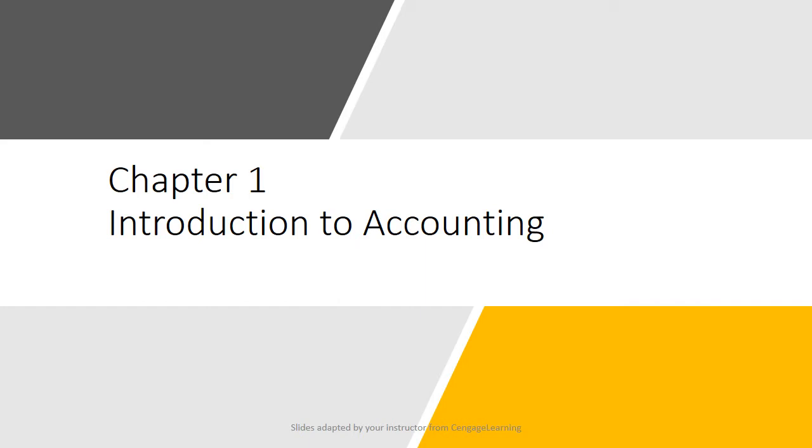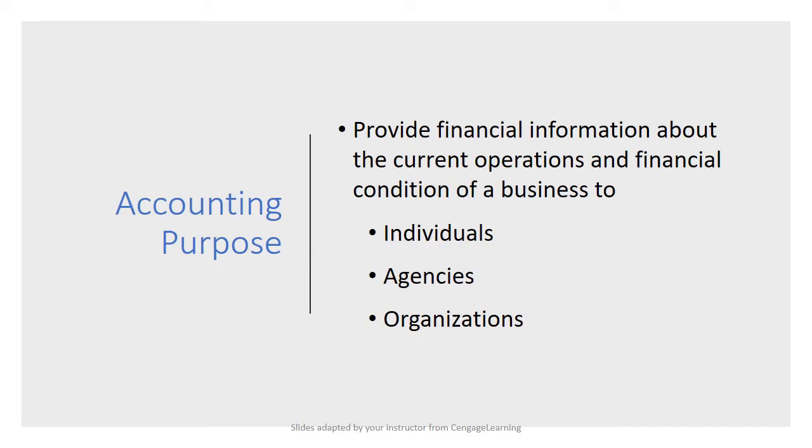Chapter 1 covers several important objectives, including knowing the purpose of accounting, who is affected by accounting, types of businesses and ownership, as well as why we do what we do, who comes up with these rules. So the purpose of accounting is to provide financial information about the current operations and financial condition of a business. And it goes to several places: individuals, agencies, and organizations.